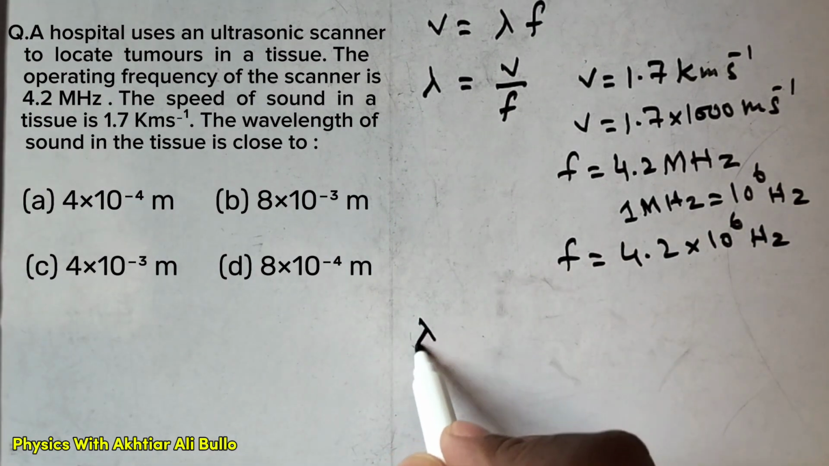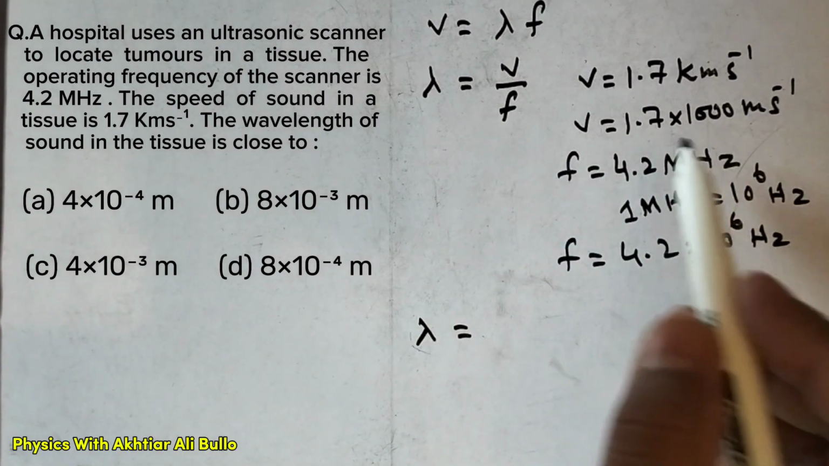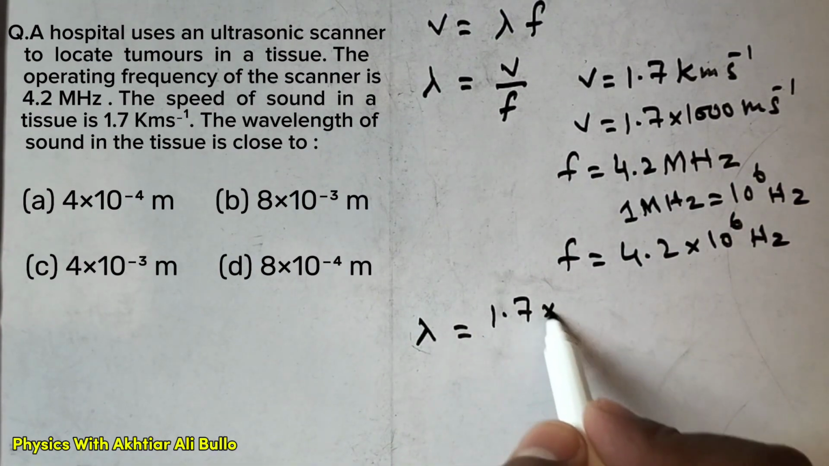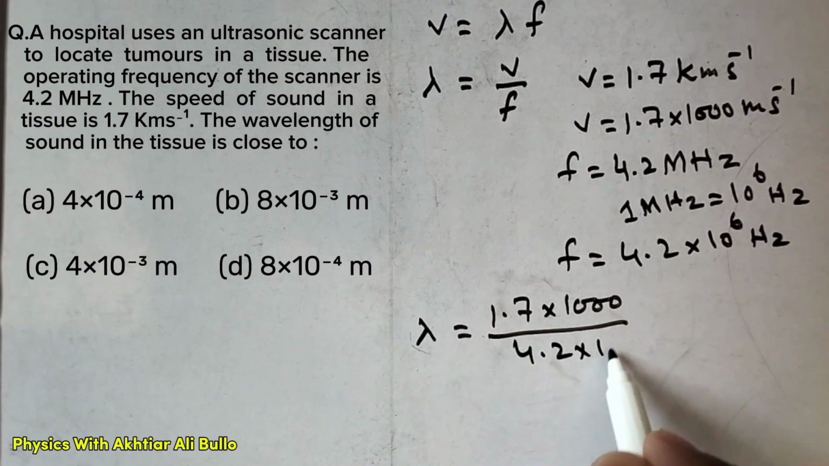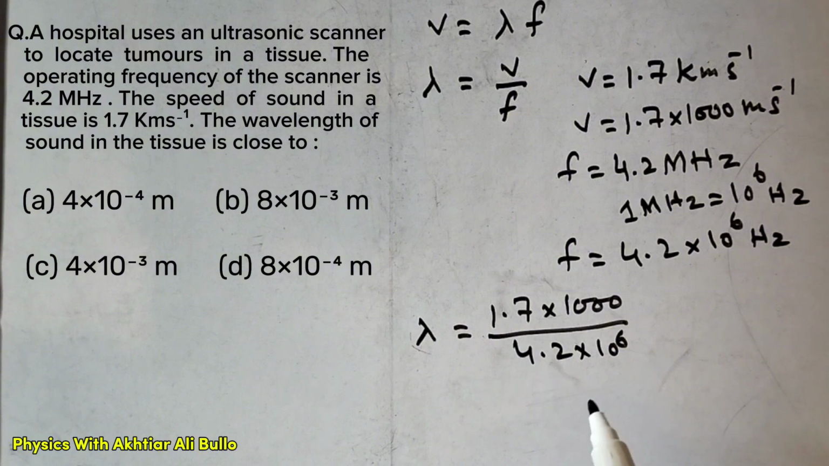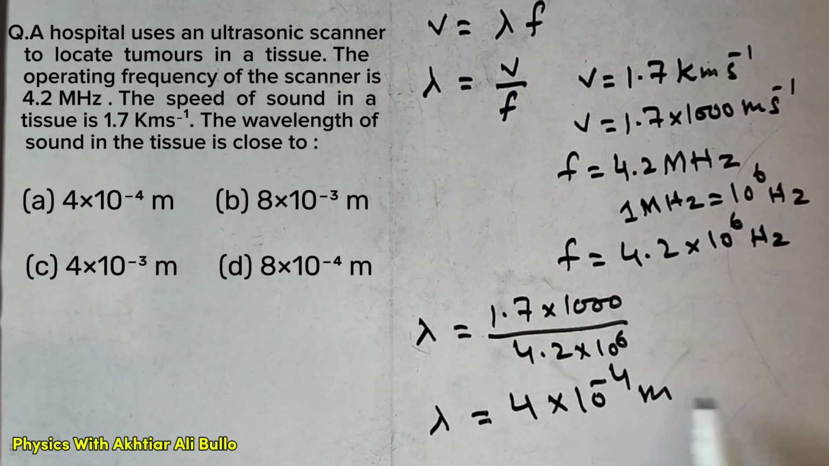So wavelength will be V, which is 1.7 into 1000, divided by F, means frequency, which is 4.2 into 10 raised power 6 hertz. So after simplification we will get the value of wavelength as 4 into 10 raised power minus 4 meter. So the correct option will be A, 4 into 10 raised power minus 4 meter.